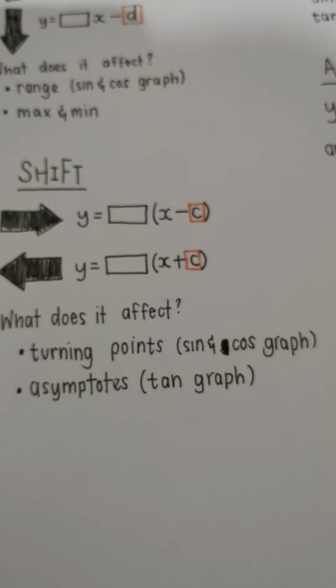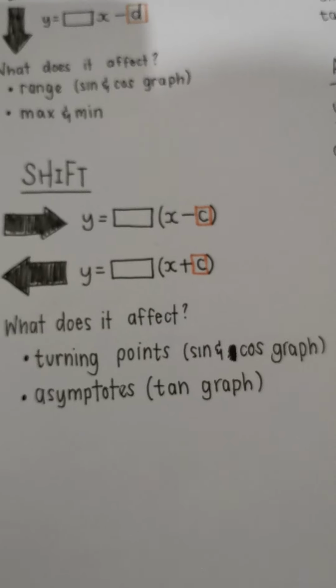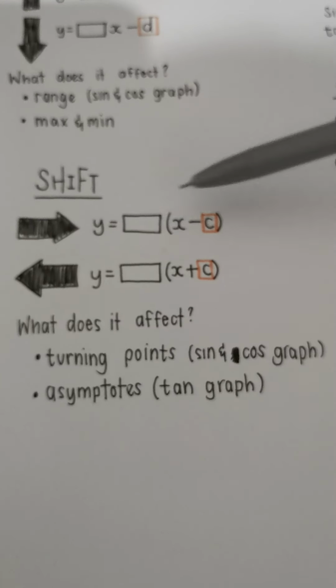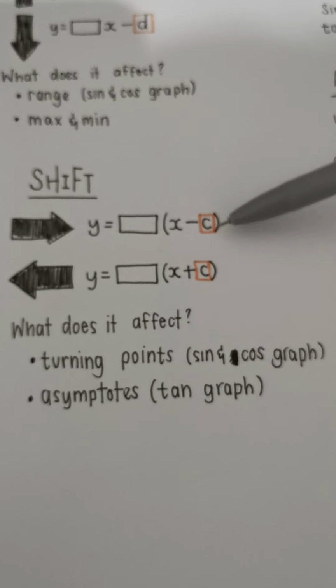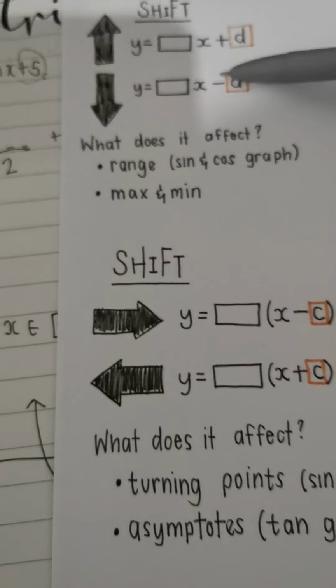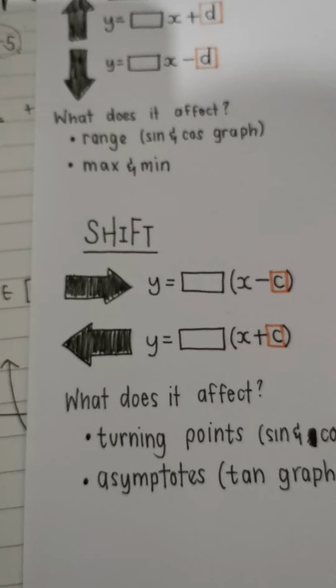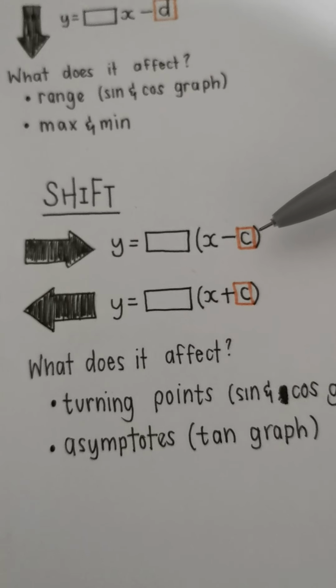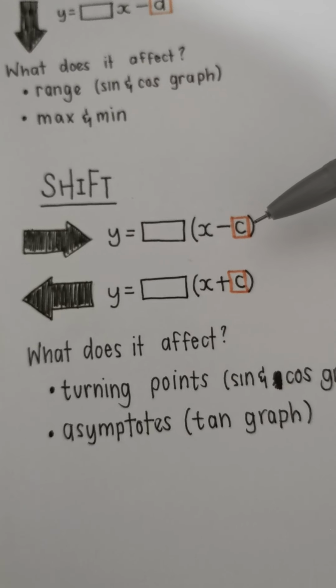This one, we're just shifting everything left and right, and it's very similar to what we're doing over here. The only difference is the x value gets affected here. In this one, when it's a shift up and down, the y value gets affected. All right, so it's going a bit opposite to what you already know.